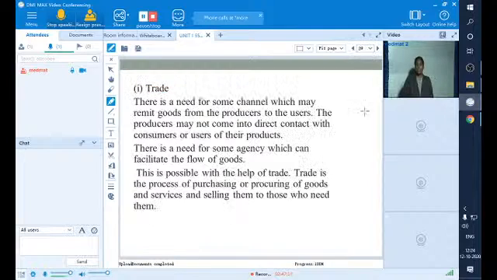First we are going to see what is meant by trade. There is a need for some channel which may remit goods from the producers to the users. The producers may not come into direct contact with the consumers or users of their products, so there is the need for some agency, someone intermediate in between them, which can facilitate the flow of goods from the producers to the customers. This is possible with the help of trade. Trade is the process of purchasing or procuring goods and services and selling them to those who need the particular good.